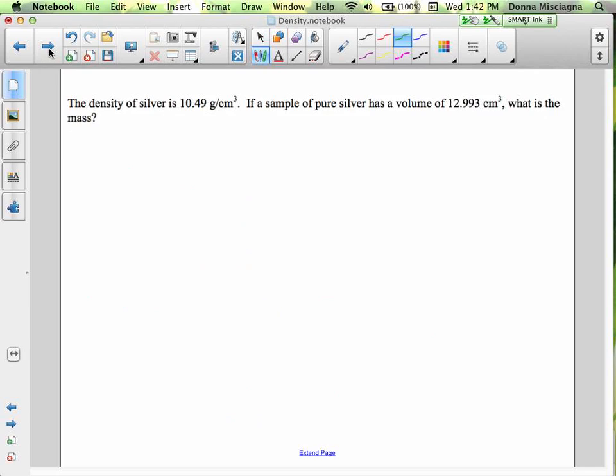So the density of silver is 10.49 grams per centimeters cubed. If a sample of pure silver has a volume of 12.993 cubic centimeters, what's its mass? Now let's say you're taking a test, you don't remember that other formula, right? You could just simply write it as density equals mass divided by volume. And just plug in your values and solve for the variable. All right, so it's not like you have to use those other formulas. You can just use the density formula if that's easier for you just to keep one in your head.